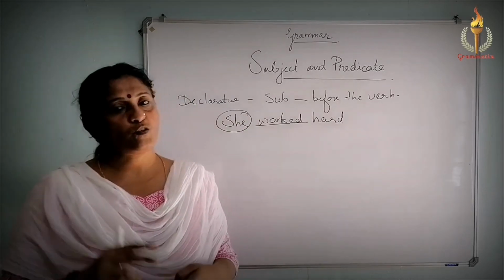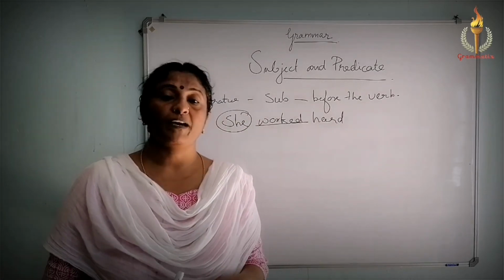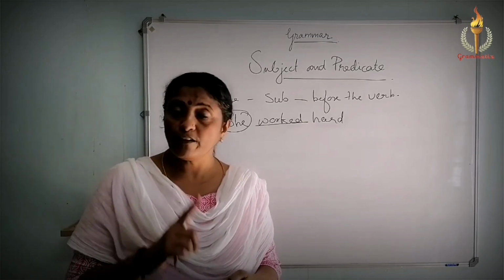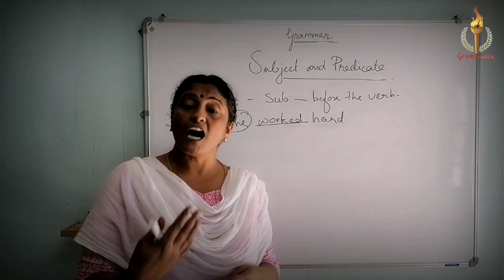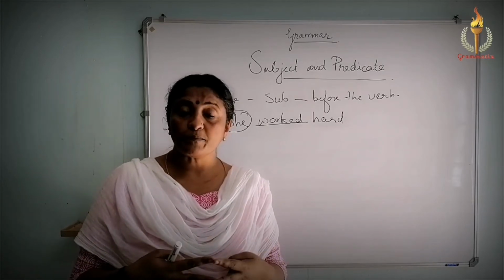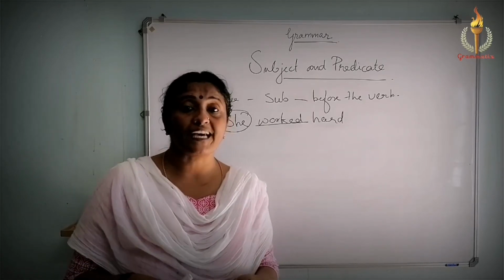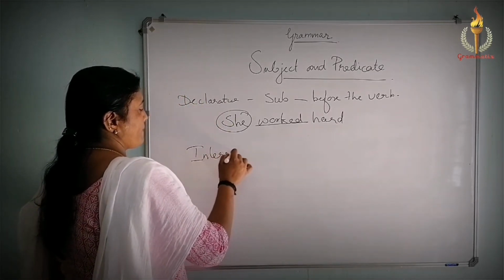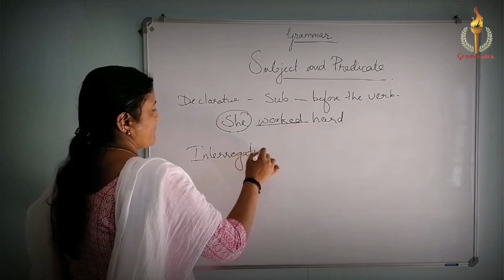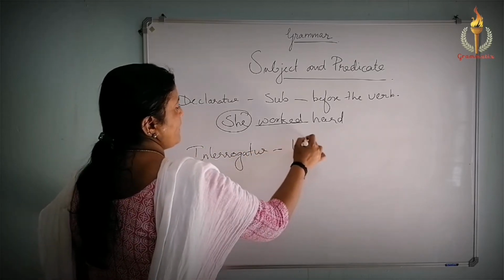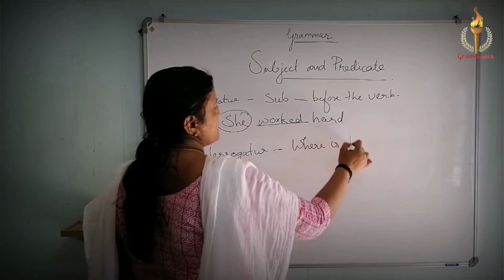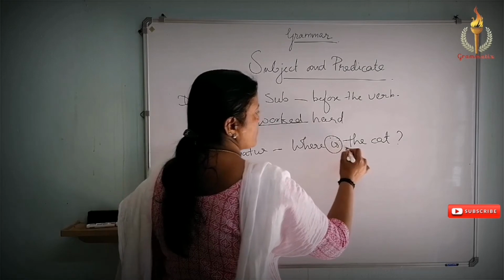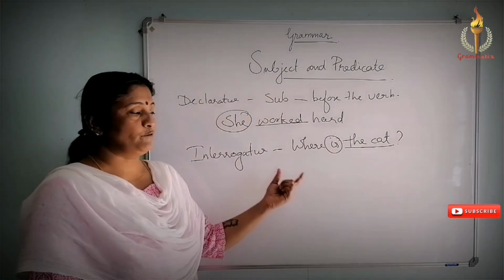In an interrogative sentence, you have two types: when there is only one verb and when there are two verbs, one helping verb and one main verb. Whenever there is only one verb, the subject lies after the verb, and when there are two verbs, the subject lies in between the verbs. For example, where is the cat? There is only one verb, the subject lies after the verb.